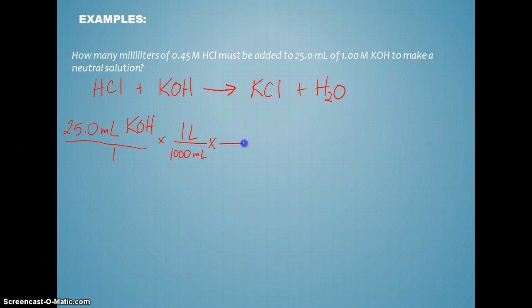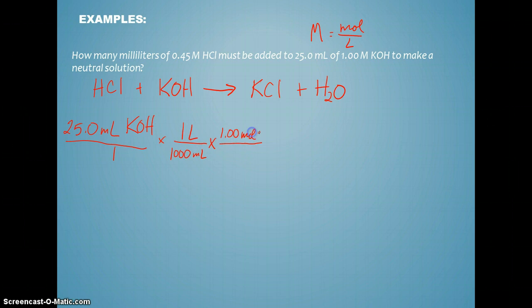Now, here's a new part. Think about molarity. We know that molarity is moles per liter. That means we actually have a conversion factor that we can use in our stoichiometry. So 1.00 molar KOH means there are 1.00 moles of KOH per liter of solution. So we have a new conversion factor.